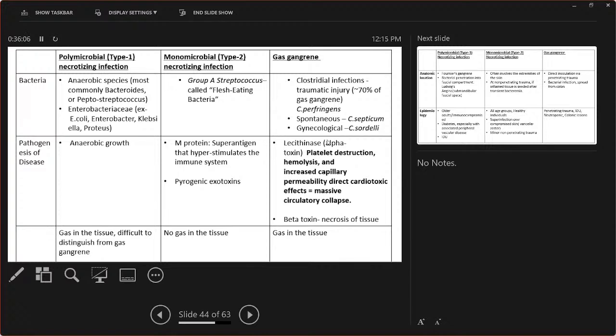So the first type of necrotizing fasciitis, type 1, is polymicrobial. It involves more than one type of bacteria, that is anaerobic species, that is Bacteroides, Streptococcus, Enterobacteriaceae, which is E. coli, and even aerobic bacteria. So a combination of anaerobic and aerobic is seen.